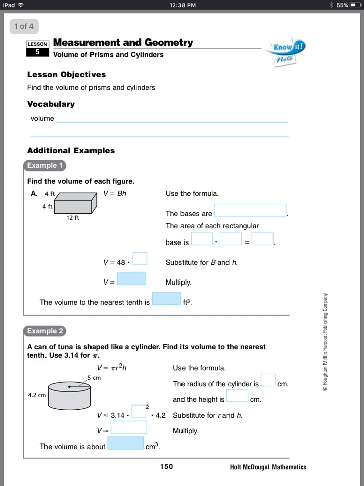Okay, so the number of cubic units needed to fill a given space. So we're going to find the volume of each figure.